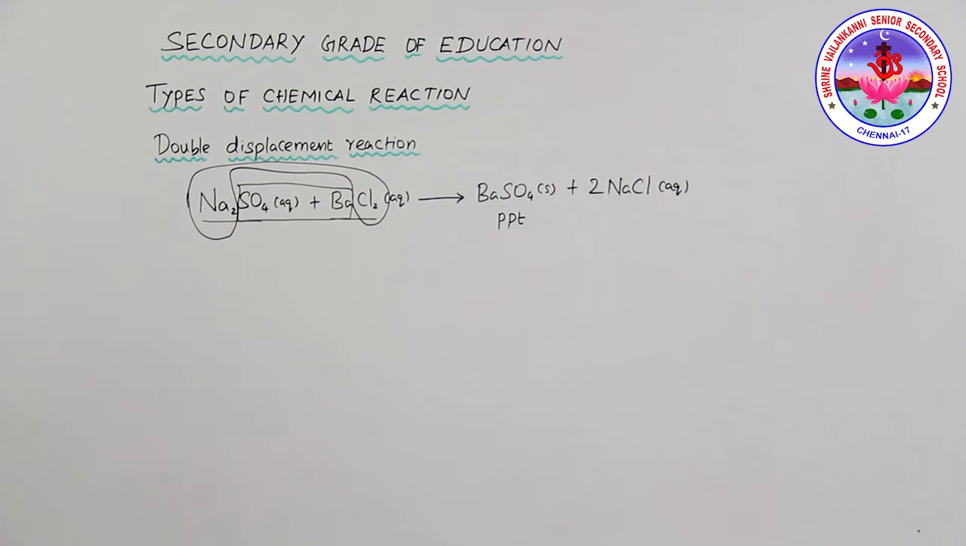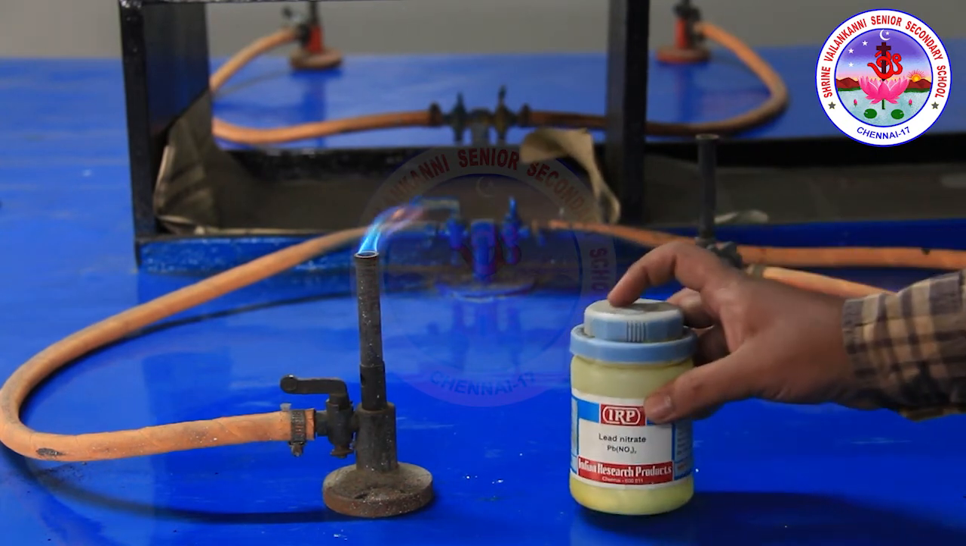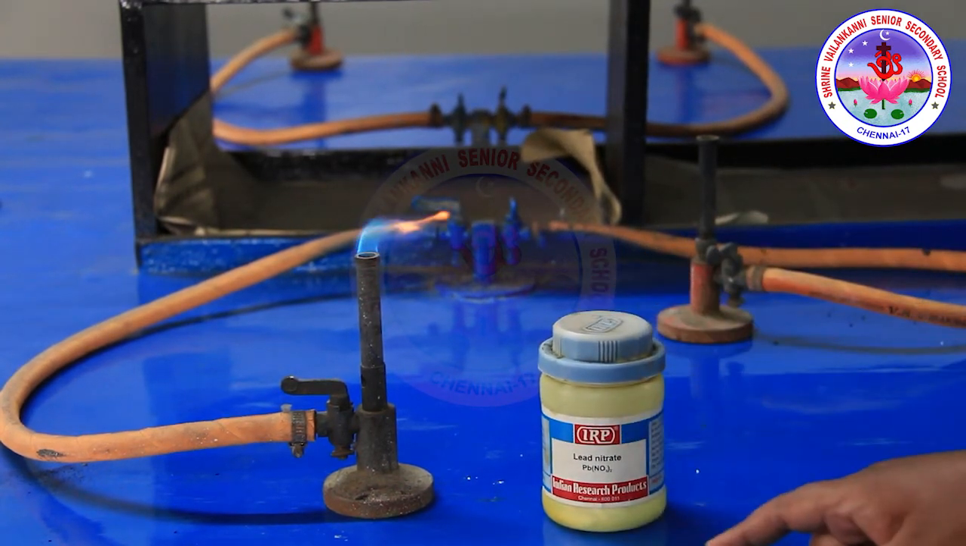Now we will see some activities for these types of chemical reactions: decomposition reaction, combination reaction, displacement reaction and double displacement reaction. Hi students, now we are going to do the activity for decomposition reaction.